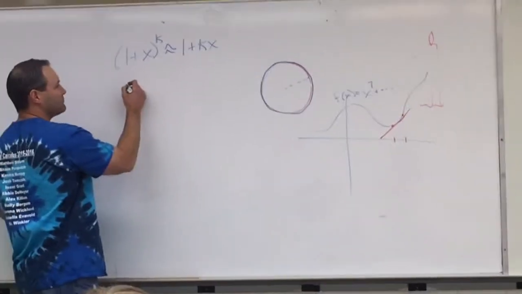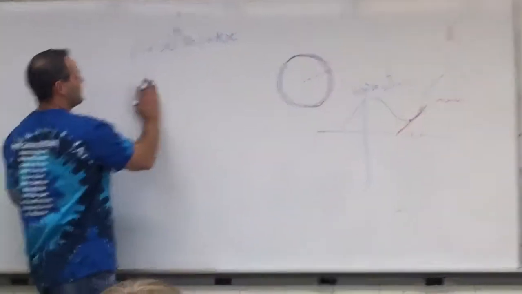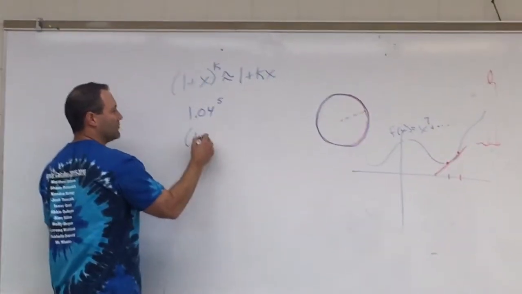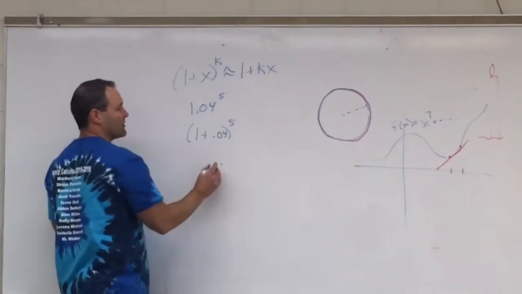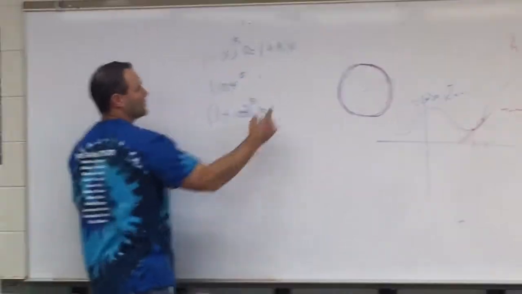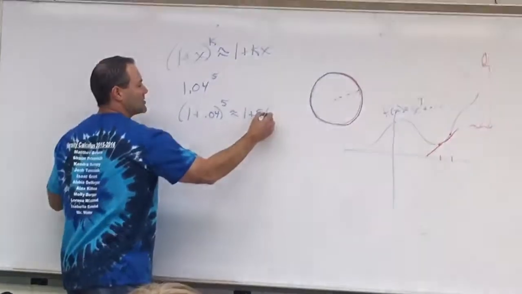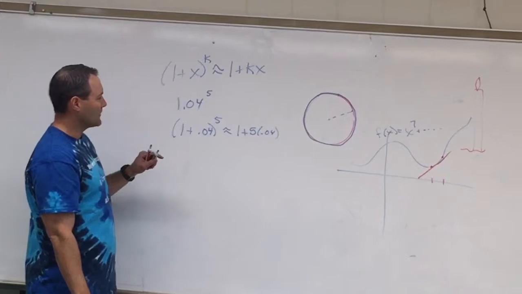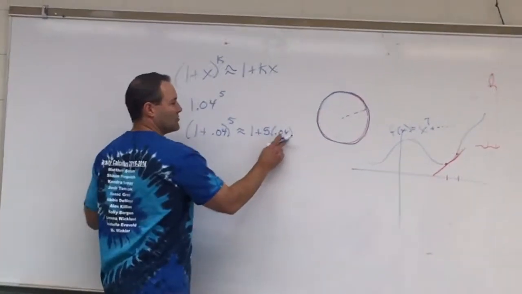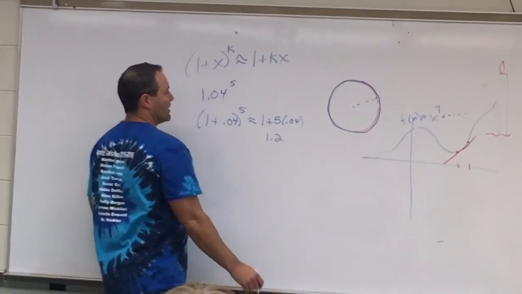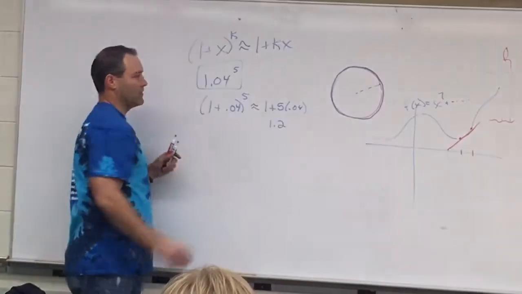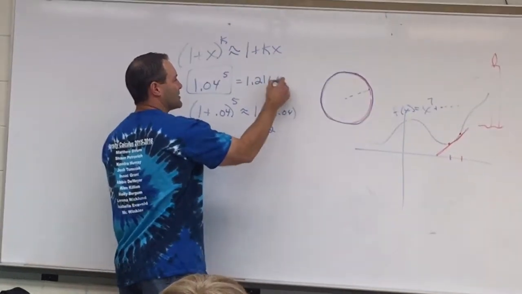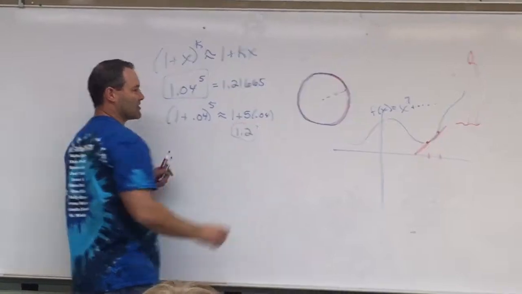So if I have, let's say, 1.04 to the 5th. Well, that could be written as 1 plus 0.04 to the 5th. So this can be approximated as 1 plus 5 times 0.04. You see that? Using the formula? So 5 times that is 0.2, so 1.2. And what is 1.04 to the 5th? 1.21665. So that's exactly 1.21665, and we got a pretty good approximation as 1.2.